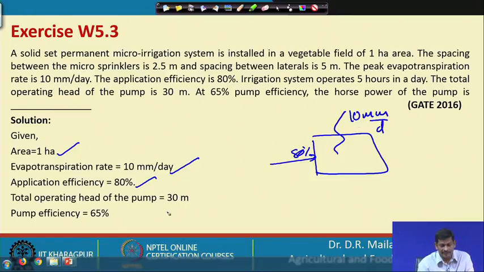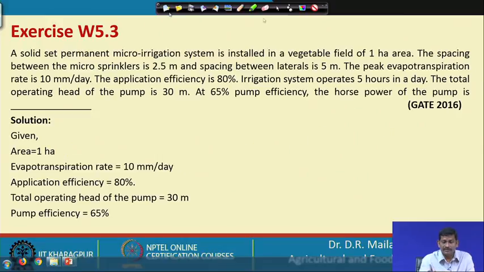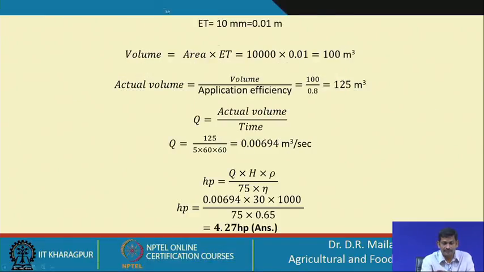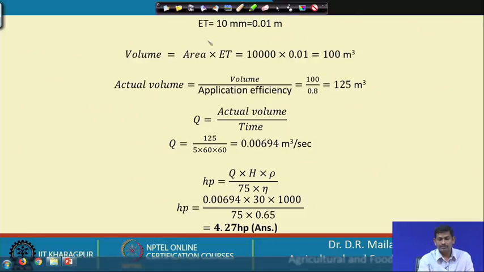Then the total operating head of the pump is 30 meter. The pump efficiency is 65%. Okay, so with this, let us see in the next slide the solution. ET is given as 10 mm per day, so that is 0.01 meter.